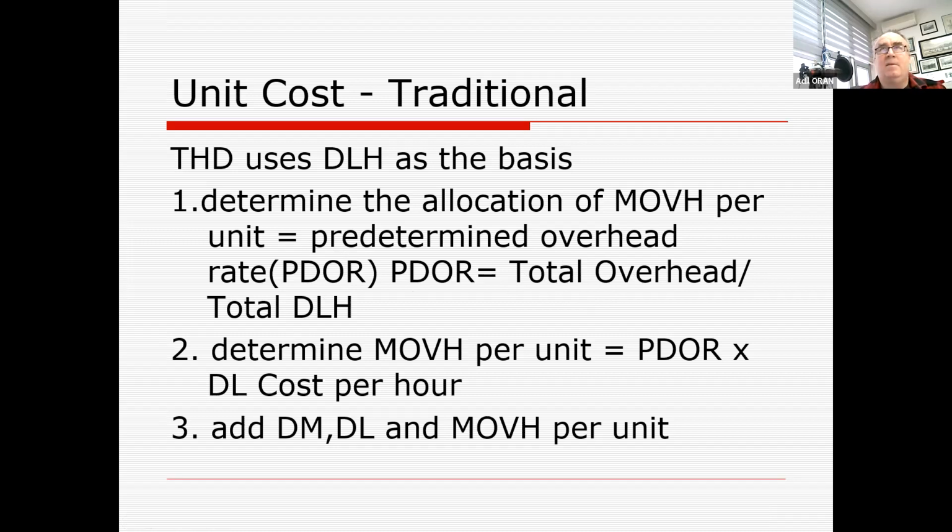We had 2.5 hours for A, 2 hours for B, and 4,000 units of one, 20,000 units of the other. So how many direct labor hours do you expect to have this year? Do that calculation. That gives you the rate to use to assign the 900,000 to the various units being produced. So manufacturing overhead per unit, you take the PDOR, the predetermined overhead rate, and multiply it by the direct labor hours per unit. Then adding in the other direct costs, direct materials, direct labor, and the manufacturing overhead per unit, that would give you your unit cost.